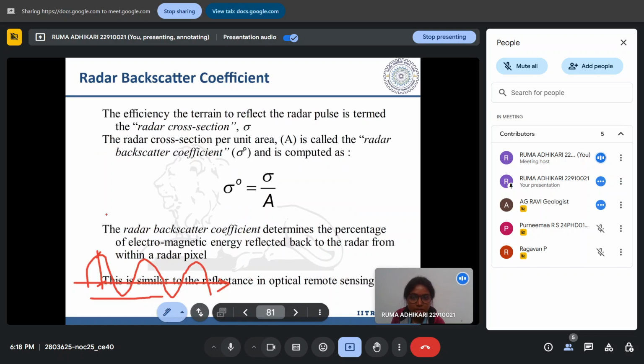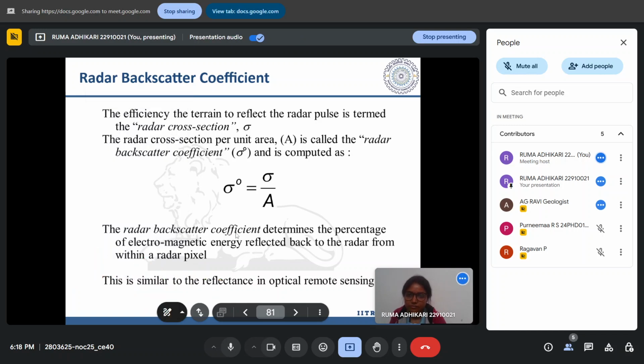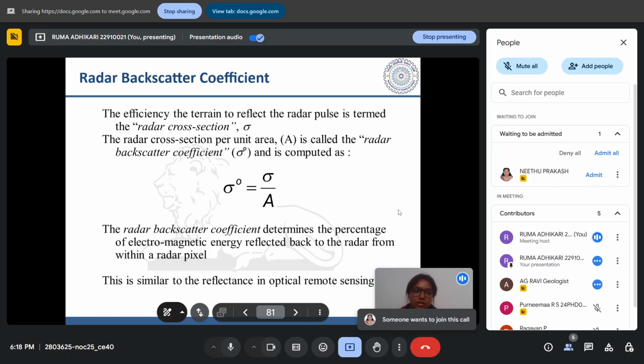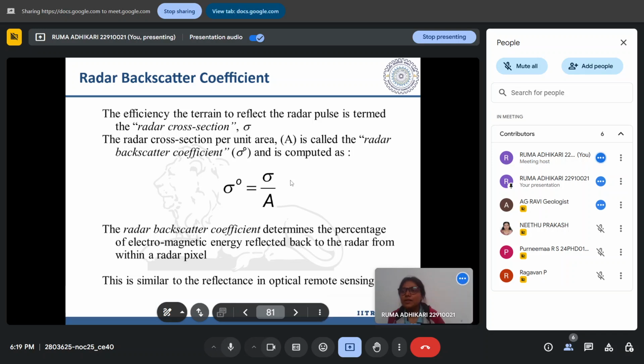These are very simple things, but better to understand in the context of SAR. So now comes the radar backscatter coefficient, one term. That is the main thing. After all this, from the starting, when using any software or reading any of this data, you will get this. So what is finally the radar backscatter coefficient?